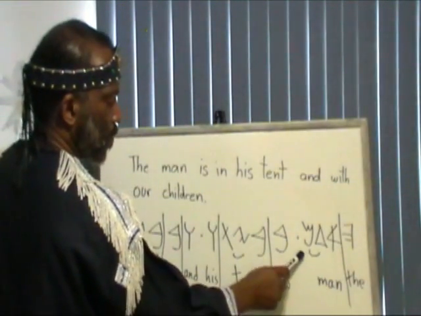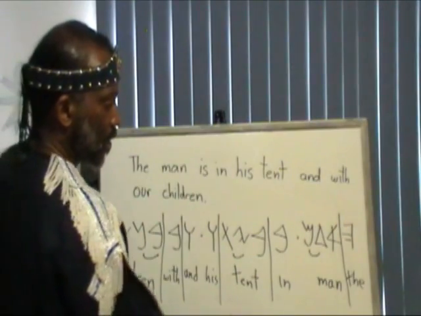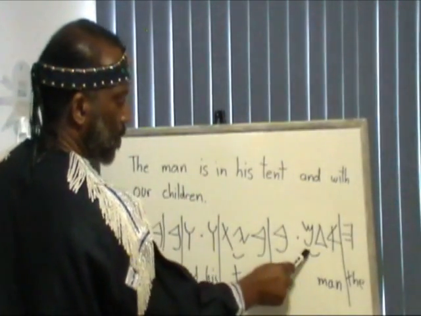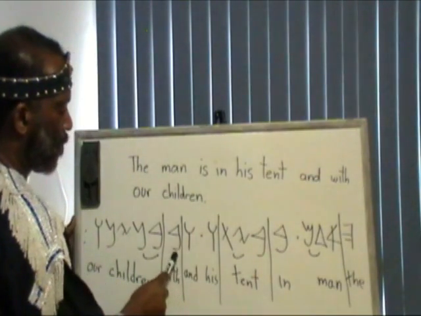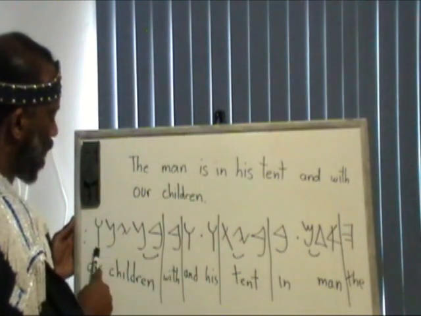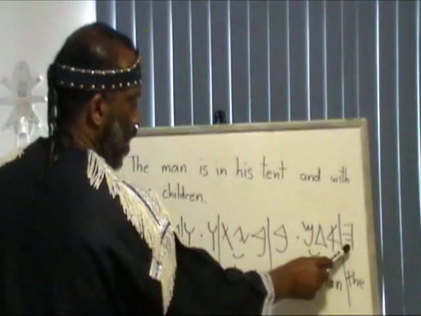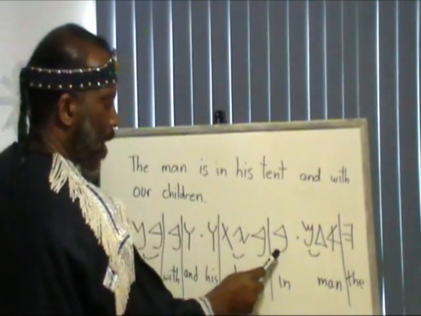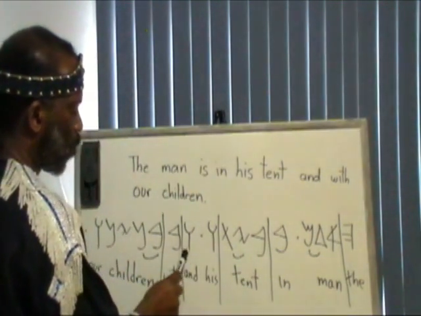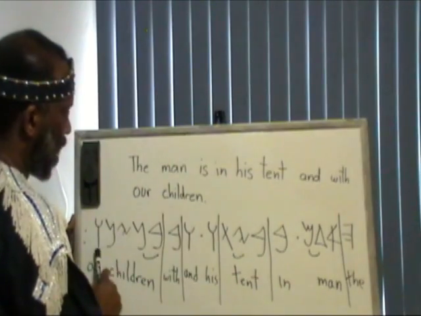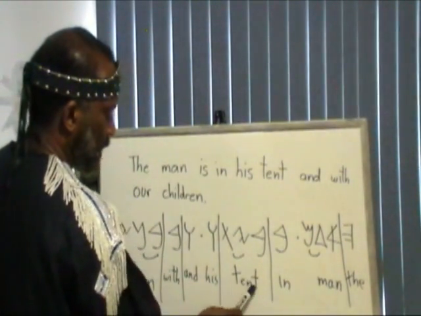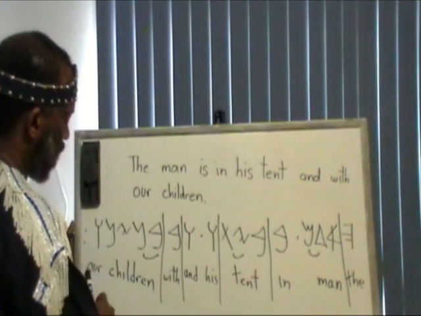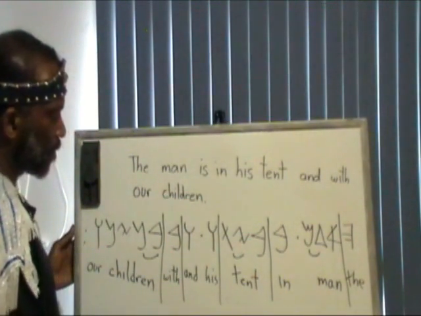Ha Adam. Y'all repeat it after me as I'm saying it. Ha Adam. Ba Bayathwa. Wa ba bun yanawa. The man in his tent and with our children.